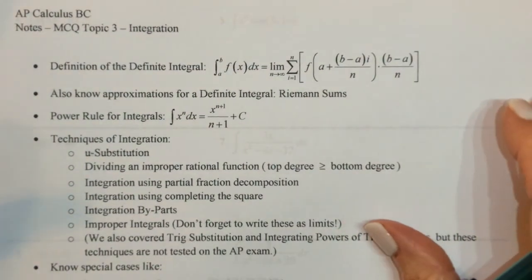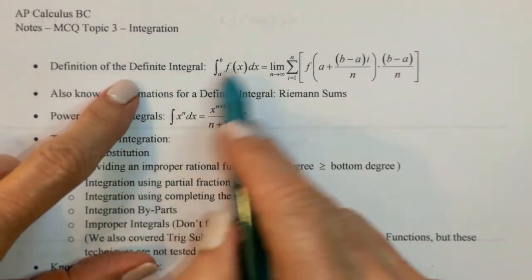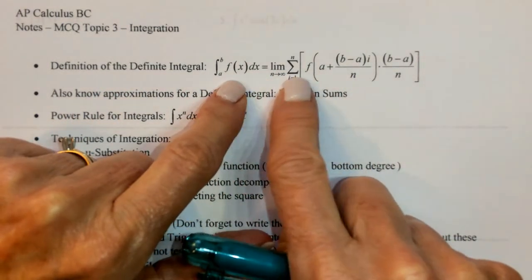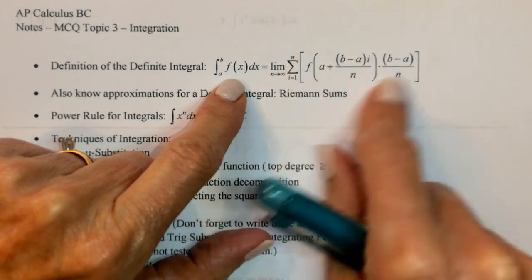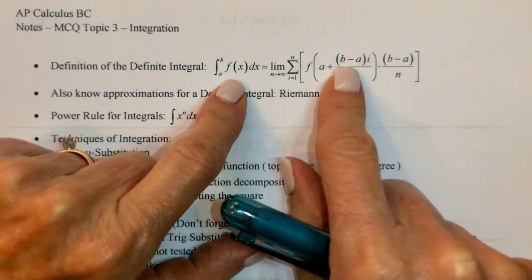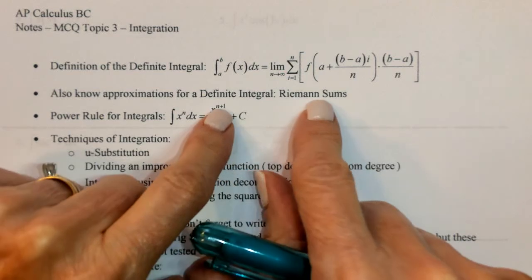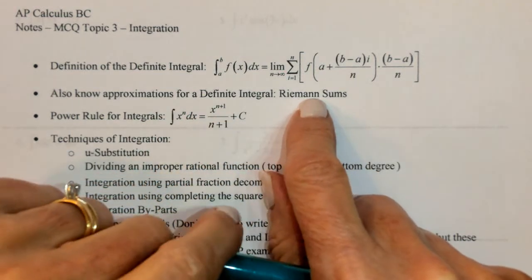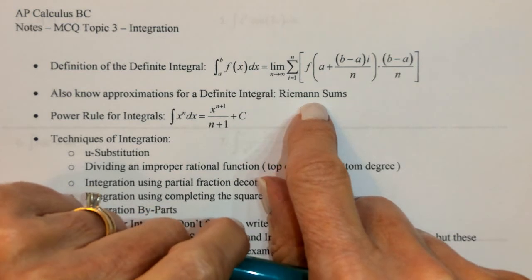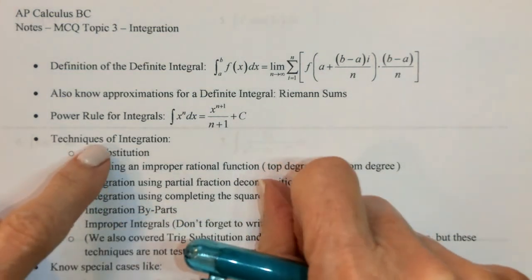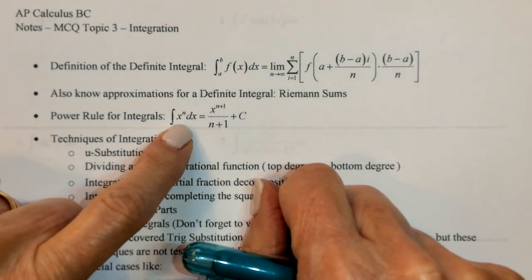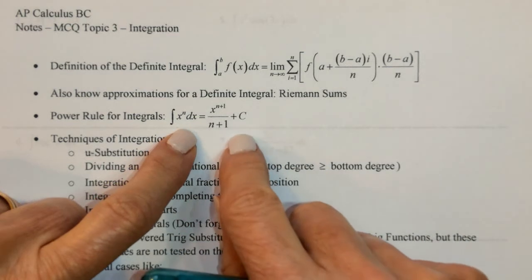First of all, for the definite integral, this is a Riemann sum definition of an integral, a definite integral. Know that. These will appear in multiple choice questions. Also, know approximations for a definite integral with all the Riemann sums, trapezoidal sum, midpoint sum, things like that. For integration, we relied on the power rule a great deal. So the power rule is huge.